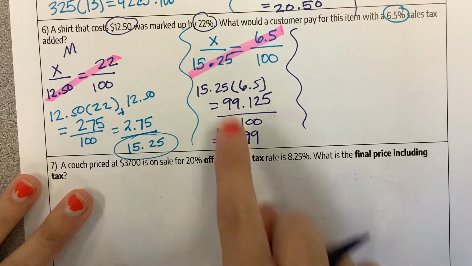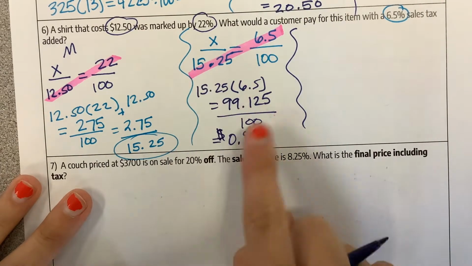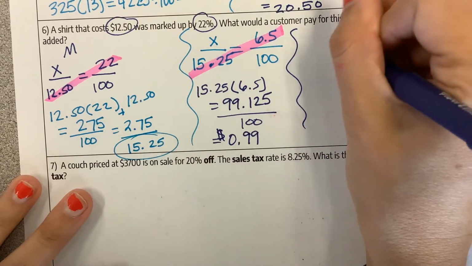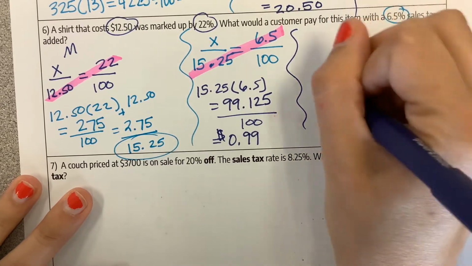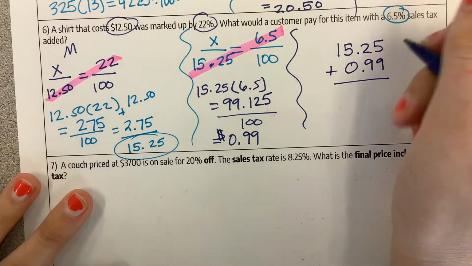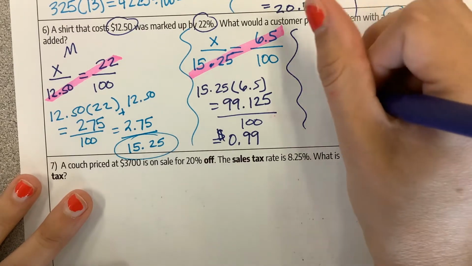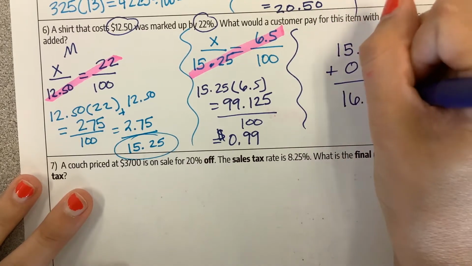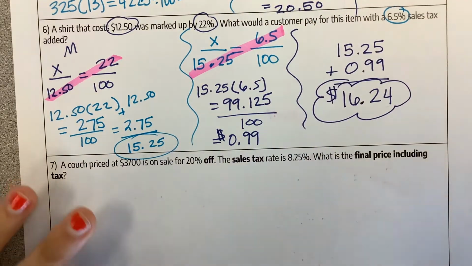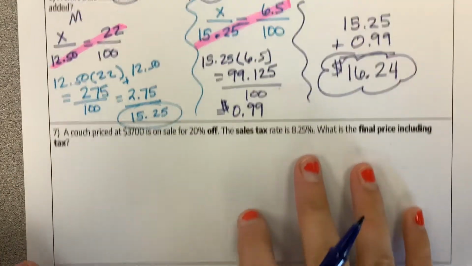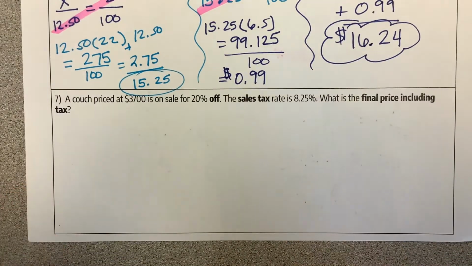Our tax is added to what we paid for. So we're doing our $15.25 plus 99 cents of tax, which gives us $16.24. All right, let's do one more scenario.